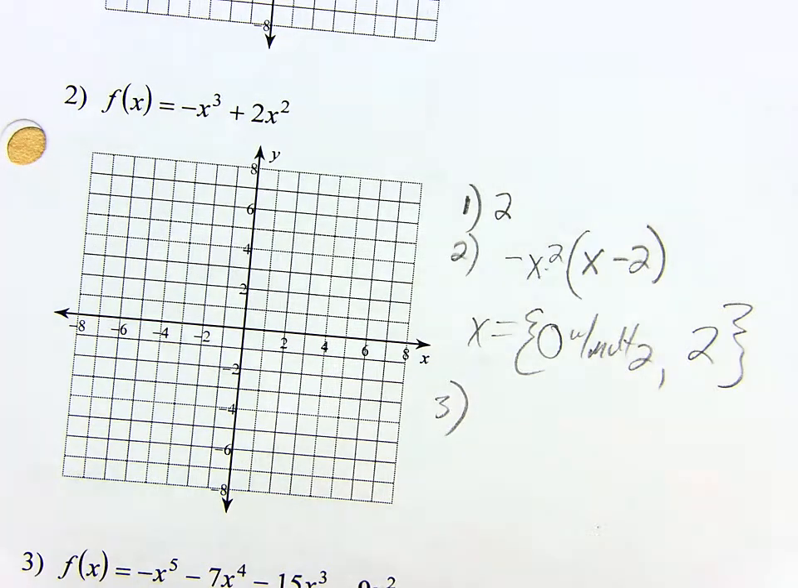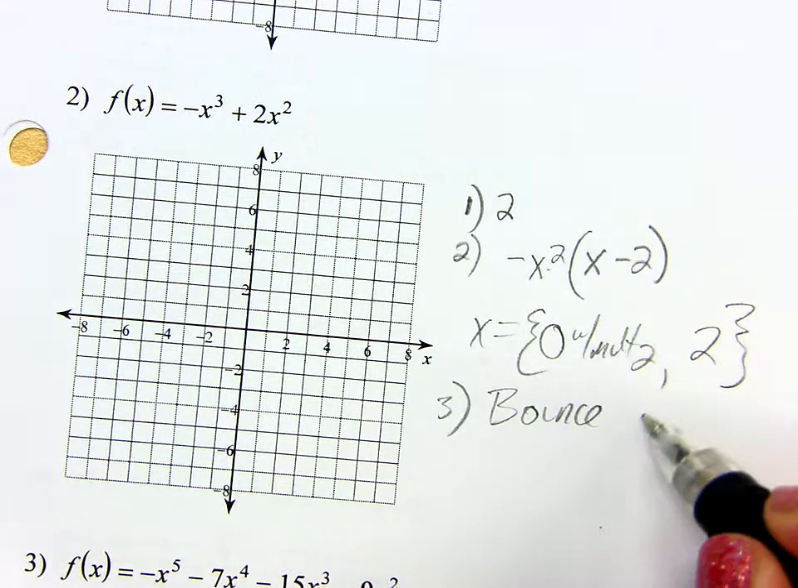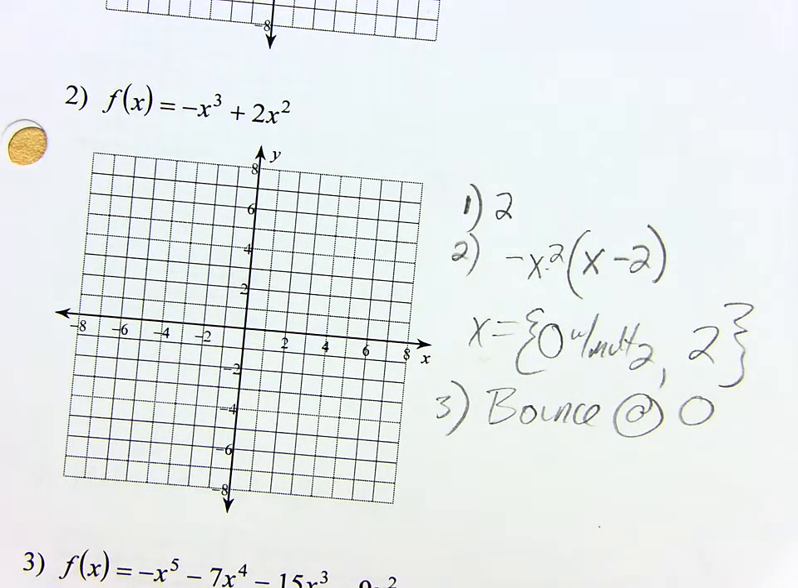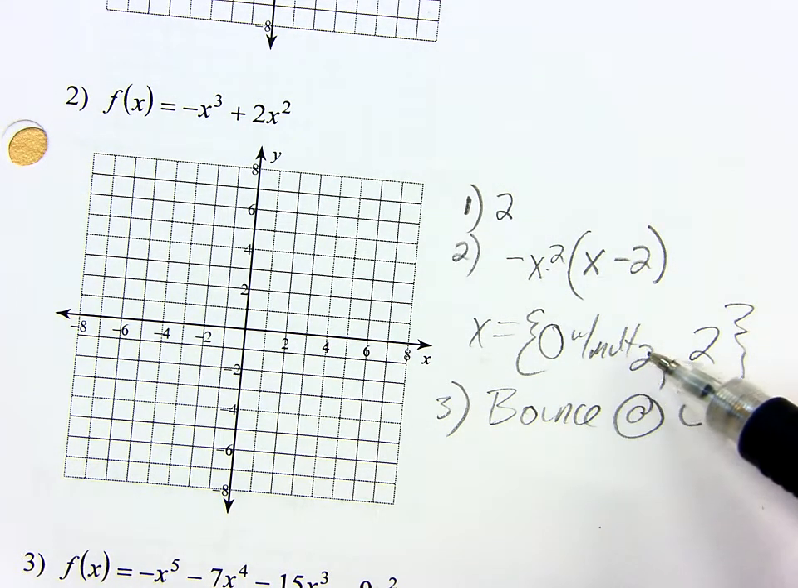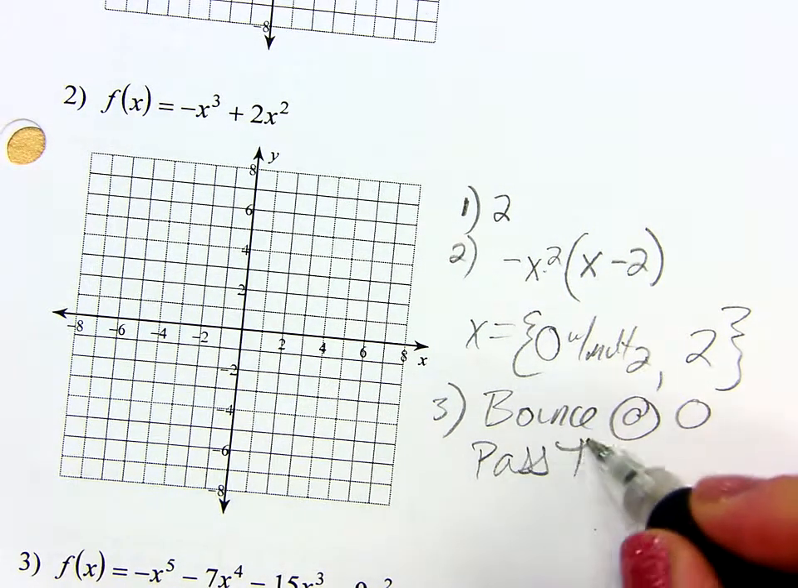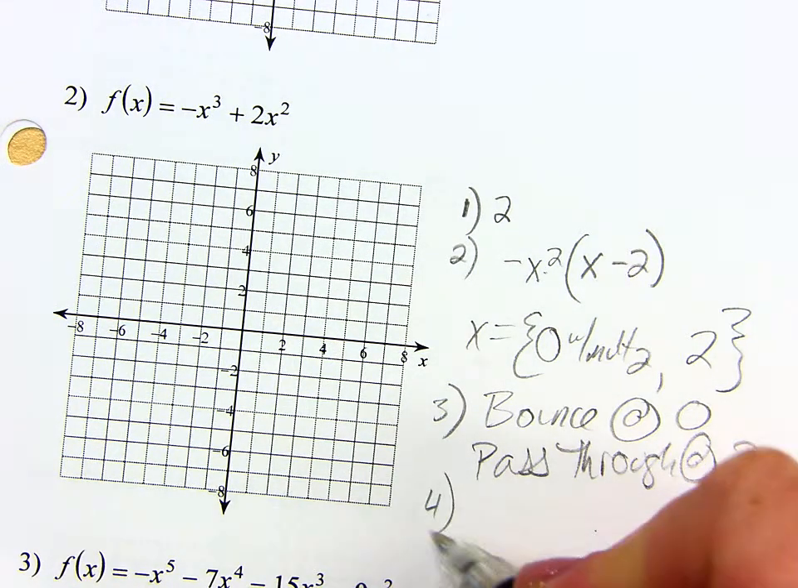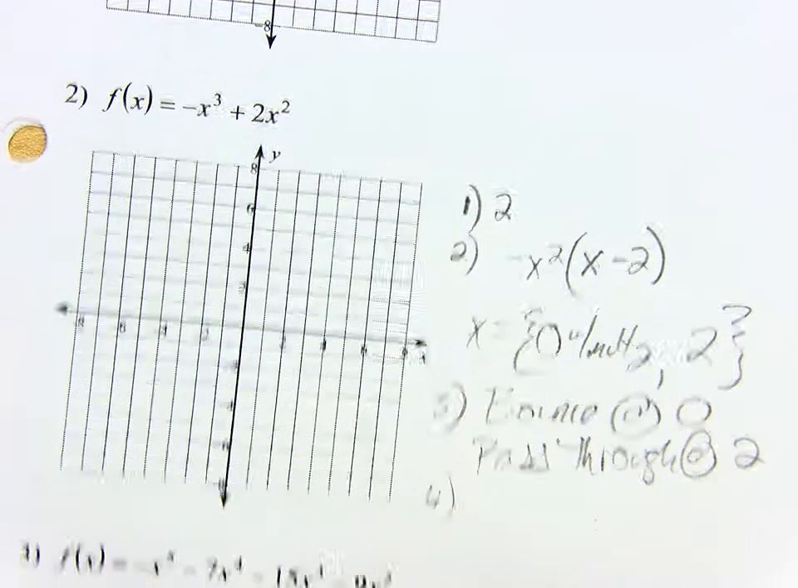Now, in line 3, they're asking me, okay, which of these are going to cross and which are going to bounce off the x-axis? Will anybody bounce? Who? Yes, we're going to bounce at 0. And how do you know when it bounces or when it doesn't? Exactly. If you have an even multiplicity, it's going to bounce off the x-axis. So in other words, it's just going to touch the x-axis at that point. It's not going to cross through. Okay, so I'm going to bounce at 0 and I'll pass through at 2. We'll see how that looks on the graph in a minute.